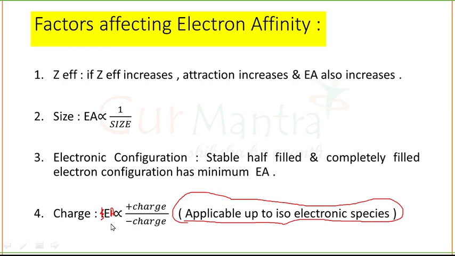Next is charge. Electron affinity is directly proportional to positive charge while inversely proportional to negative charge. Means if you increase the positive charge, electron affinity will increase, while if you increase the negative charge, electron affinity will decrease. And this particular point is only applicable for isoelectronic species. You know it very well. Isoelectronic species are those atoms which have the same number of electrons.